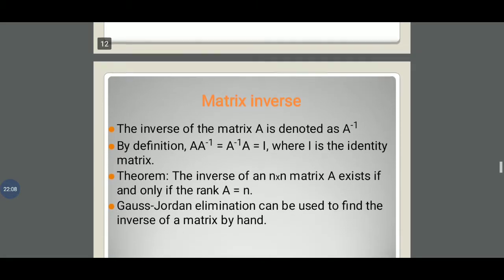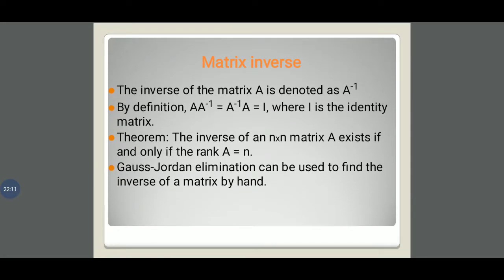Now we will see the inverse of the matrix. Inverse of a matrix A is denoted as A inverse. Definition of inverse of a matrix: suppose the product of two matrices A and B exists and it is a unit matrix, that is an identity matrix, then A is called the inverse of B or B is called the inverse of A. That is, by the definition, A times A inverse or A inverse times A is equal to the identity matrix I.